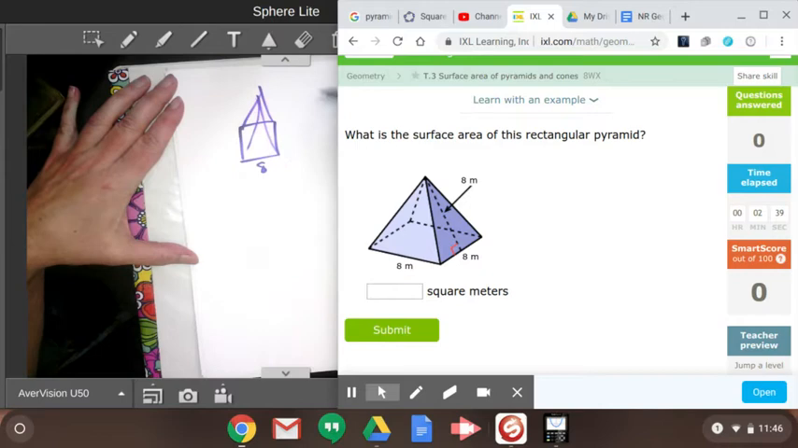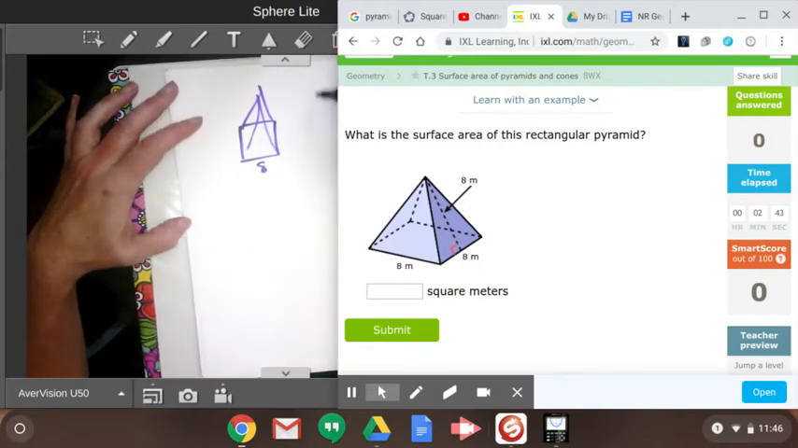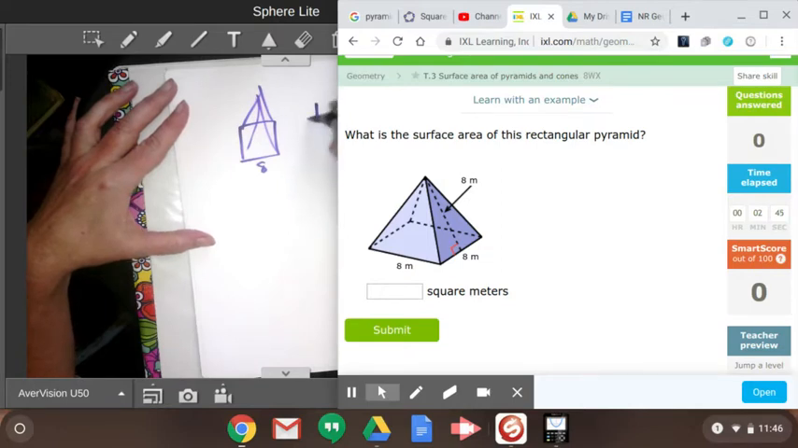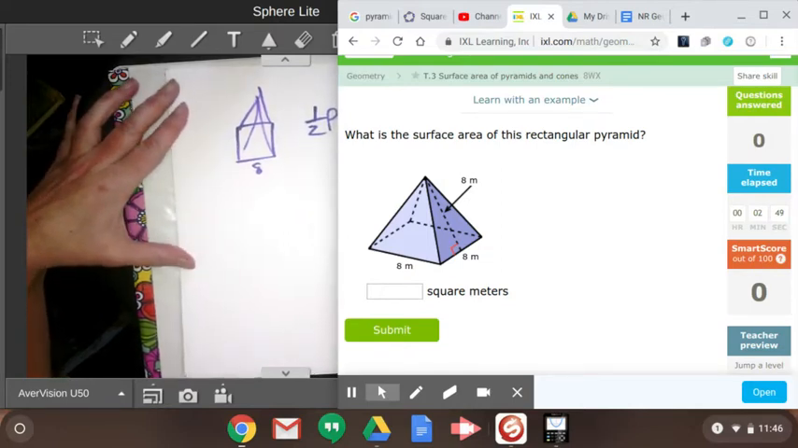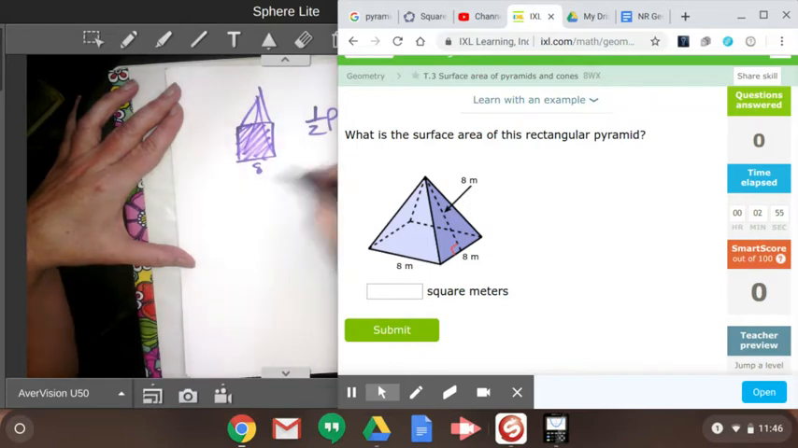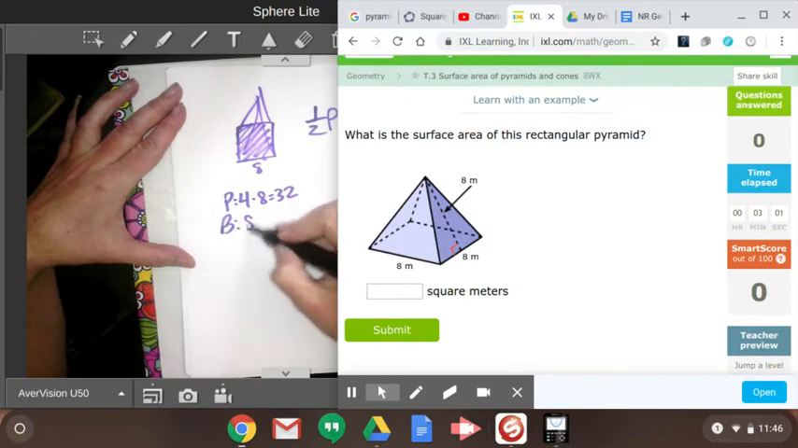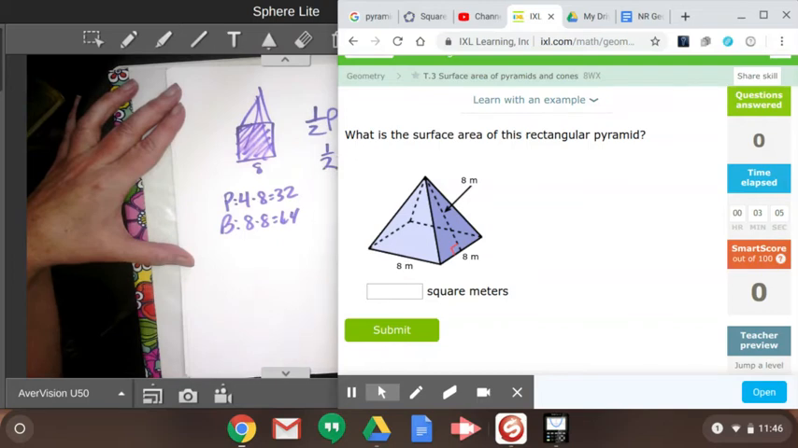So this is 8, and then our slant height is 8, which is nice because our formula that we want is 1/2 the perimeter times the slant height plus the area of the base. So the perimeter of the base, so our base is that square, would be 4 times 8, which is 32. And then the area of the base is going to be 8 times 8, and that's 64.